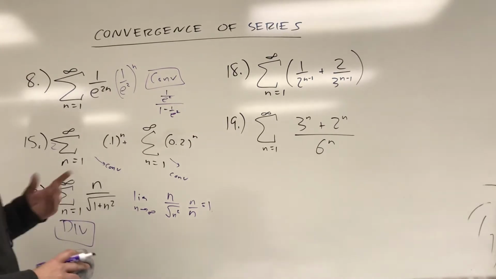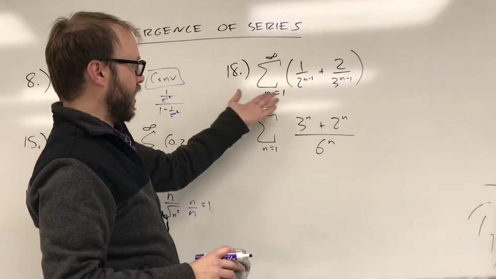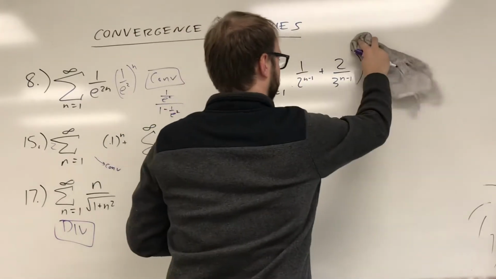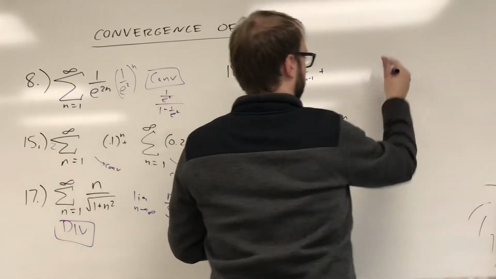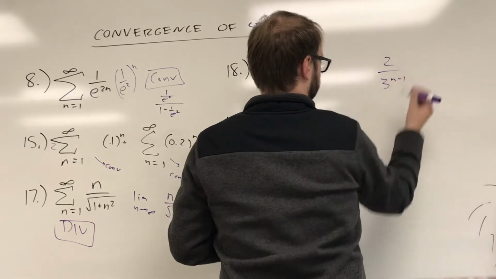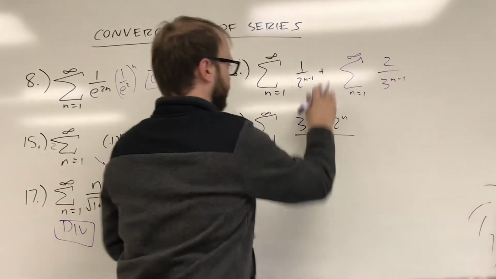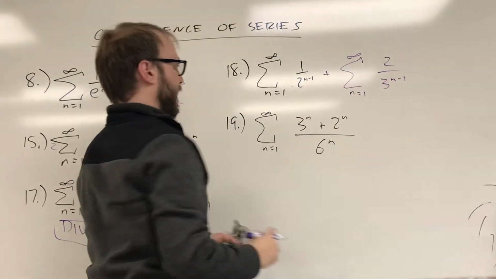Let's go over here and look at 18. 18, again, we've got a sum. You can really break this up into 2 separate sums, so let's do that. That's 2 over 3 to the n minus 1, and I'm doing the sum from n equals 1 to infinity.